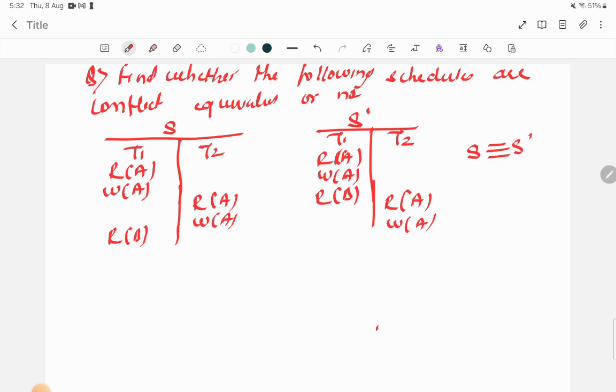Okay, so what I told you, you have to check the adjacent non-conflict pair in S and swap it. For example, if you want to convert this to this one, you have to only work for this. No need to work on this because you are going to convert this S schedule to S dash schedule. That's why we are going to see only this schedule. So what I told you, what is the rule?